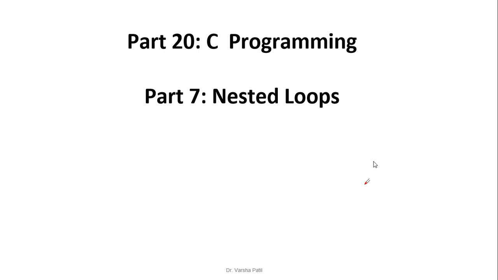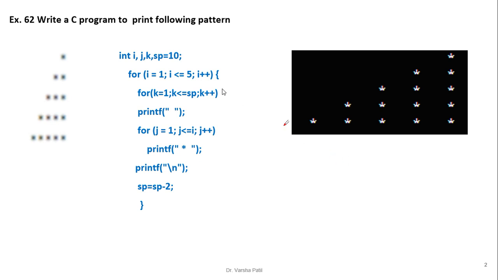This is video 20 on C programming, and in this video I am going to continue with the nested loop programs. Now let us start. Program number 62: write a C program to print the following pattern.